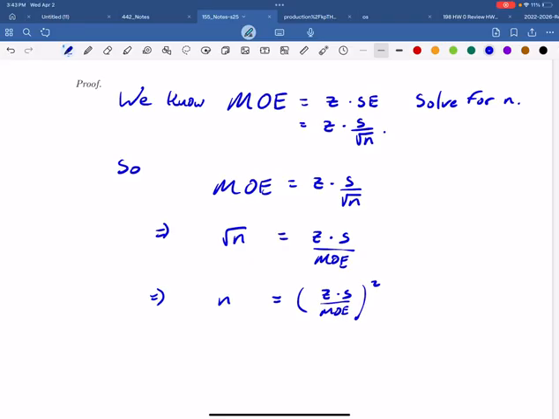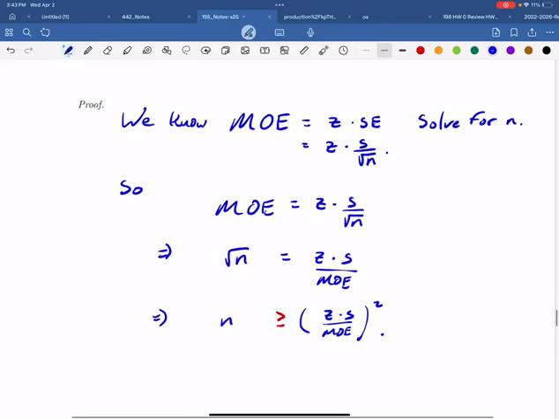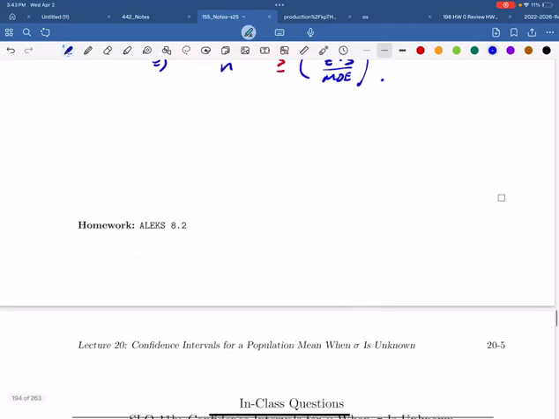And then what if we get a decimal? Well, round up. Every single time. Round up. Even if you get like 34.001, the answer is 35. Otherwise, your margin of error is not going to be big enough. So it's going to wind up being n is greater than or equal to z times s over the margin of error, squared. And that's what we've got.